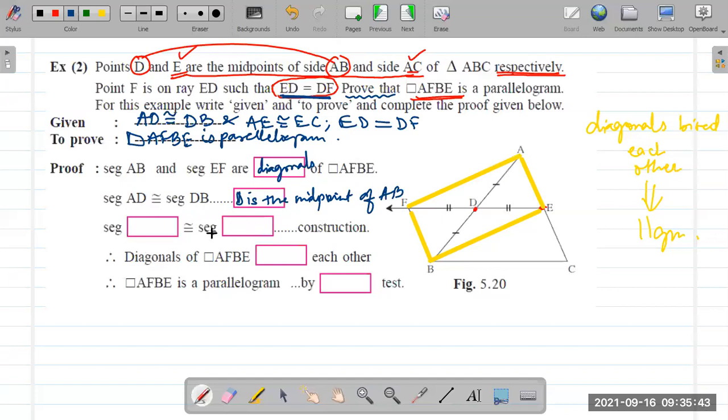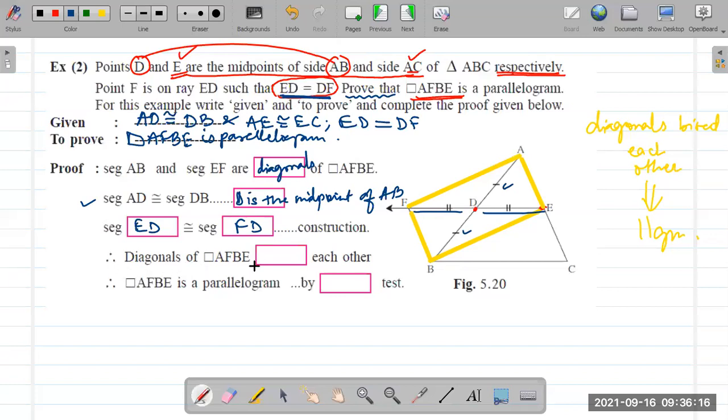Also, two segments, they are congruent by construction. Okay. So for this part, we are going to use this one because further we have to say that diagonals bisect each other. So they bisect each other means we have written AD and DB, done. So we have to use this pair, ED and FD. Segment ED is congruent to FD. This is construction, which is there already in the question.